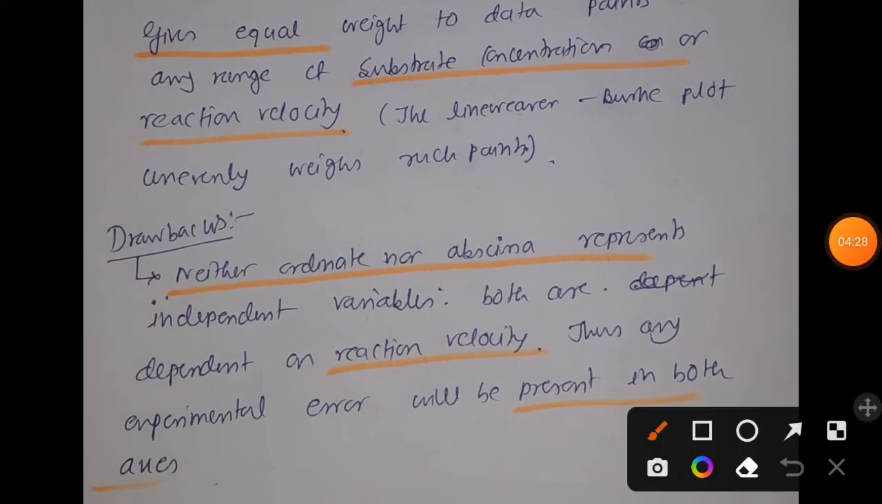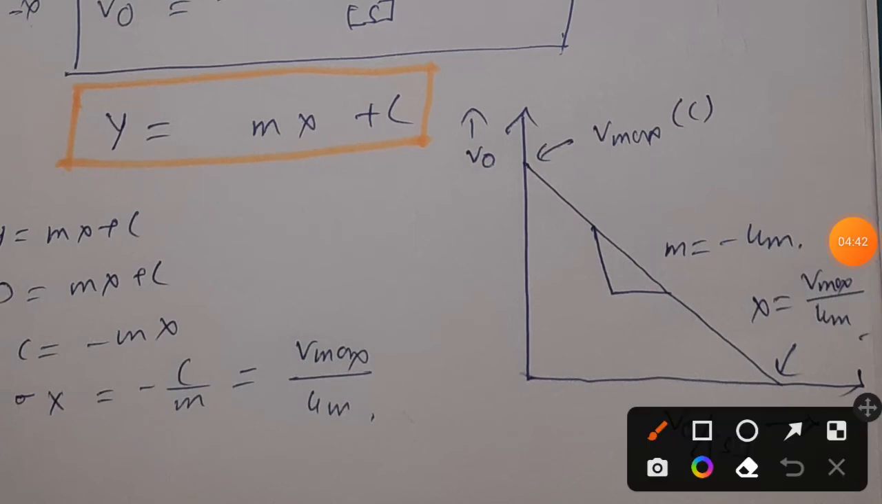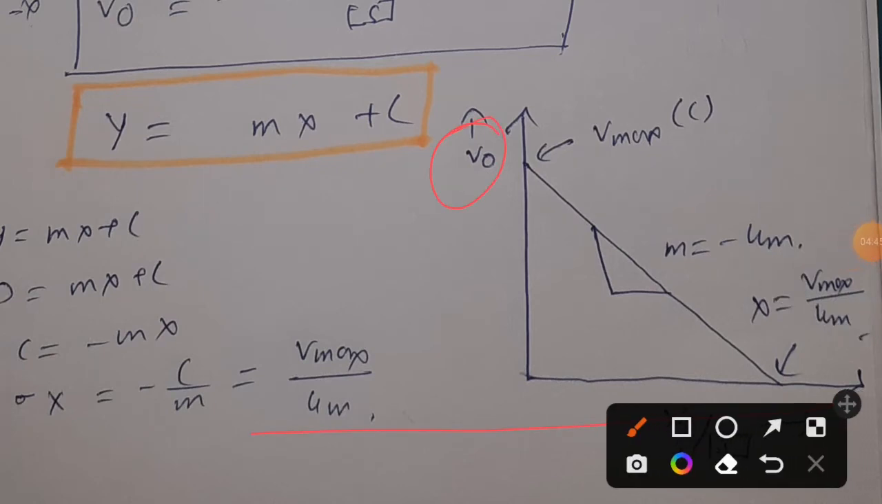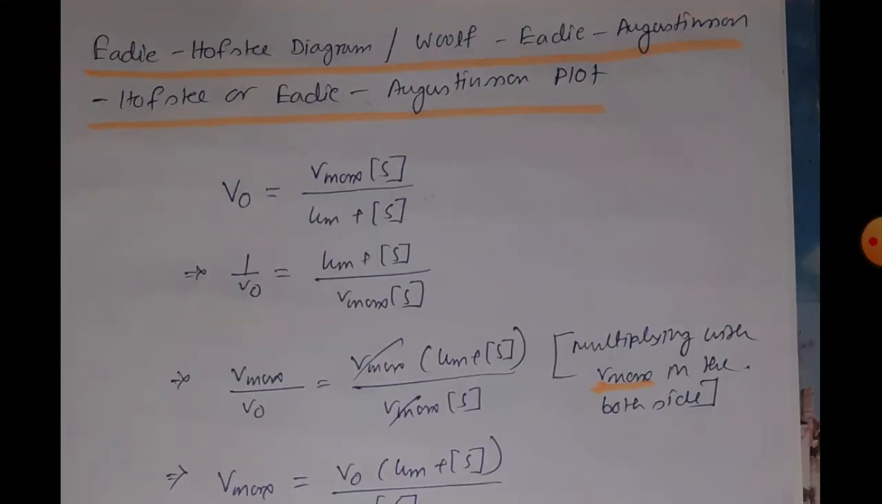There is also a drawback: neither the ordinate nor the abscissa is an independent variable, as we have seen, because both the y-axis and the x-axis are dependent on the reaction velocity. So any kind of error in the experiment can reflect itself in both the y-axis and the x-axis. That is a drawback of the Eadie-Hofstee plot. So we have to perform the experiment very well to avoid such experimental errors.